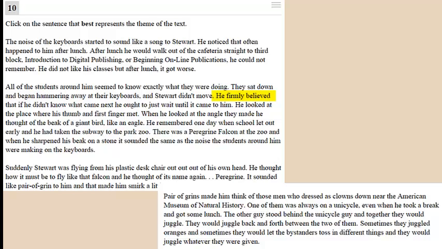He firmly believed that if he didn't know what came next, he ought to just wait until it came to him. There's a clue that this is a lesson to learn here, the words "he firmly believed." While an author isn't always that obvious, it is something to look for in future text.